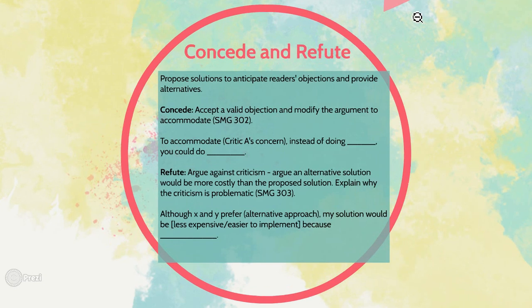So I had this up last class, but I do want to go over it because these are the templates that you will be using for this essay. Remember that when you concede, you are accepting a valid objection, but you're modifying it. So ultimately, your job is to plan for objection. Somebody will have something they disagree with in your article. So the first template is to accommodate critic A's concern. Instead of doing this, you could do this.